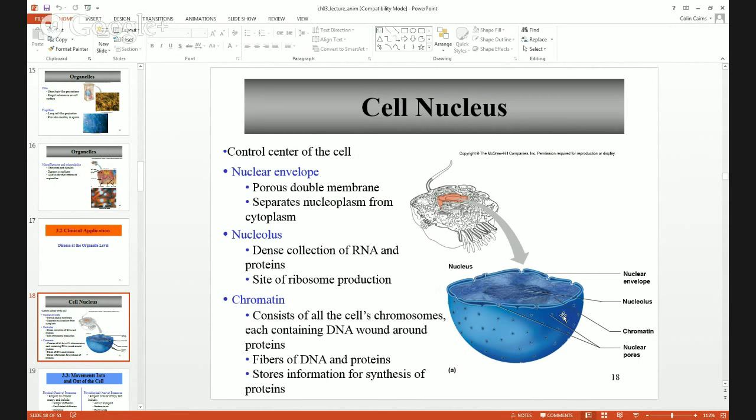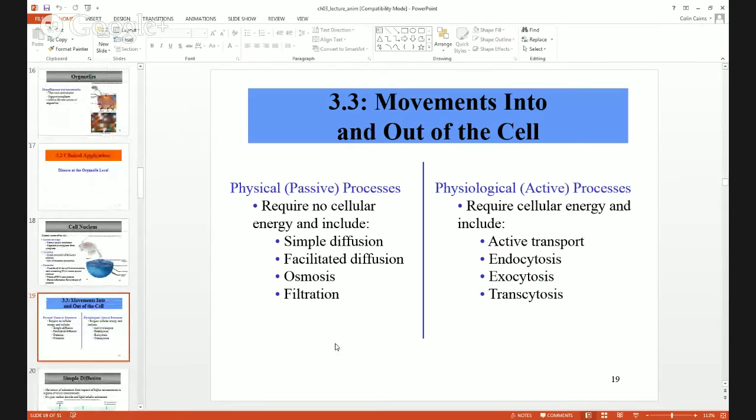So now we have these three main parts of the cell, and let's talk about movements into and out of the cell. We have two types: physical, or passive, processes and physiological, or active, processes. The passive process requires no cellular energy and includes four types: simple diffusion, facilitated diffusion, osmosis, and filtration. The active requires cellular energy and includes active transport, endocytosis, exocytosis, and transcytosis.